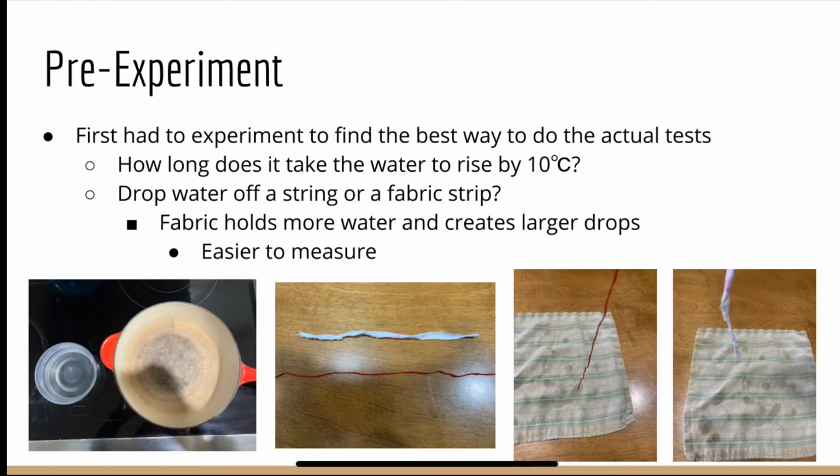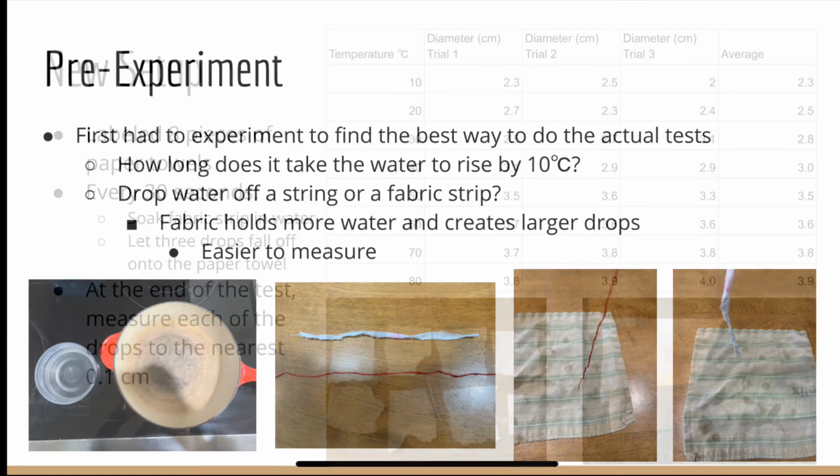And then I found that the fabric strip held a lot more water and it was easier to get drops off of, and sometimes the string didn't get up to 3 drops, which I knew wasn't going to work because I wanted to do 3 trials for each temperature in my test. So I ended up going with the fabric strip.